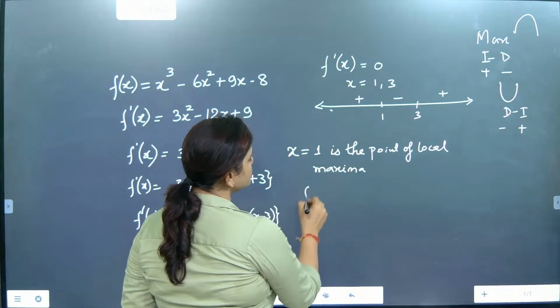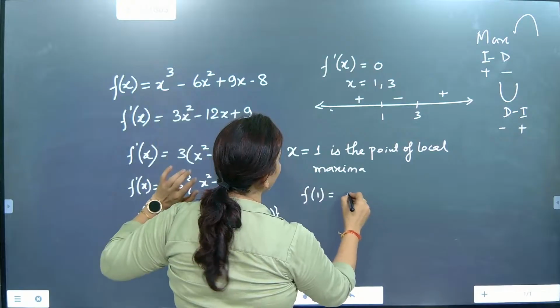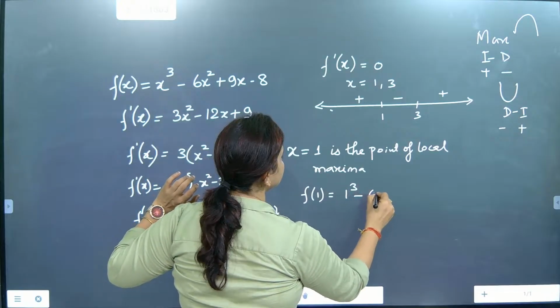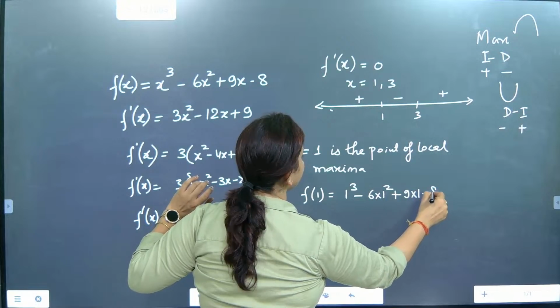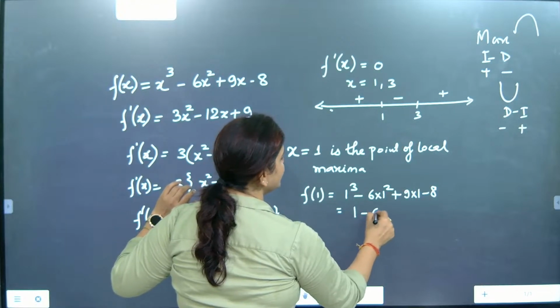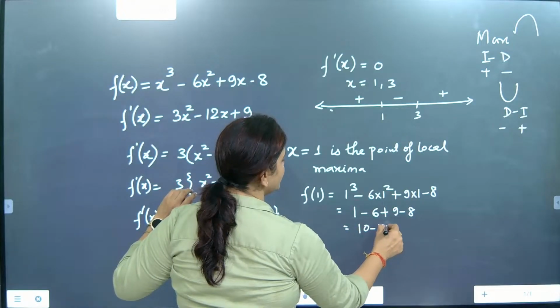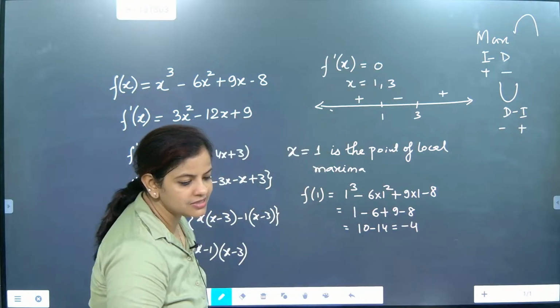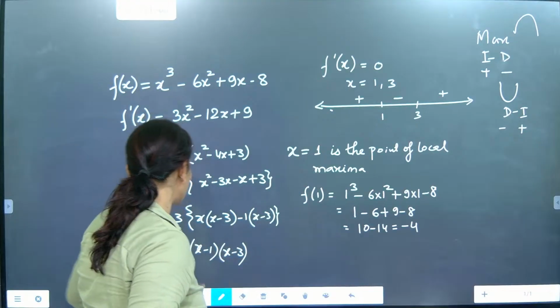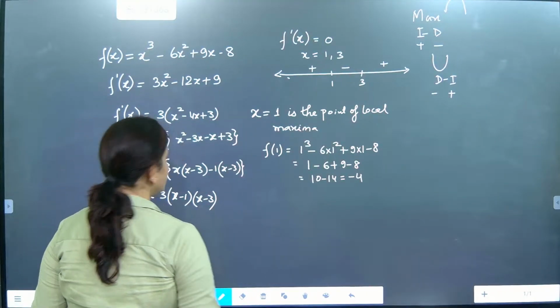So now we are going to substitute the f of 1 value. Now here, what is the maximum value? 1 cube minus 6 into 1 square plus 9 into 1 minus 8. So what is coming? 1 minus 6 plus 9 minus 8. So 10 minus 14. The answer is coming as minus 4. Got it?